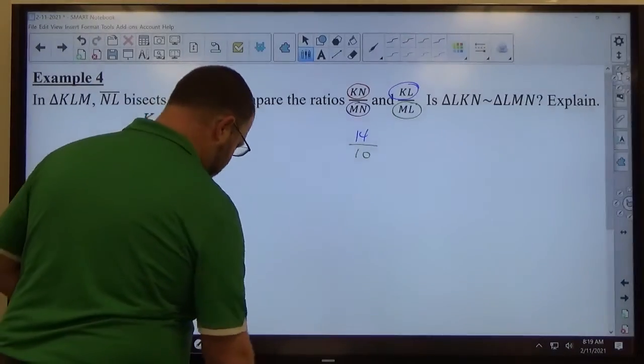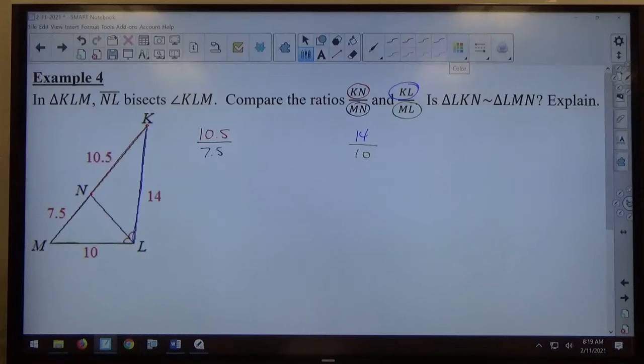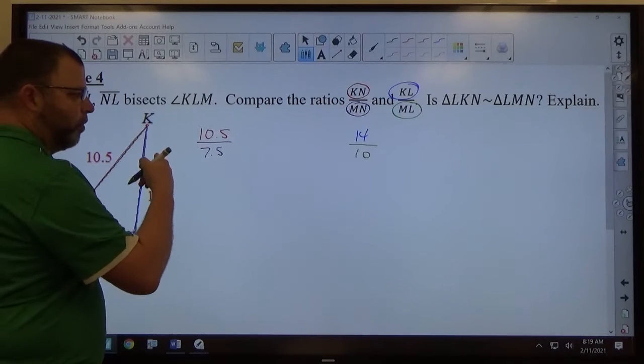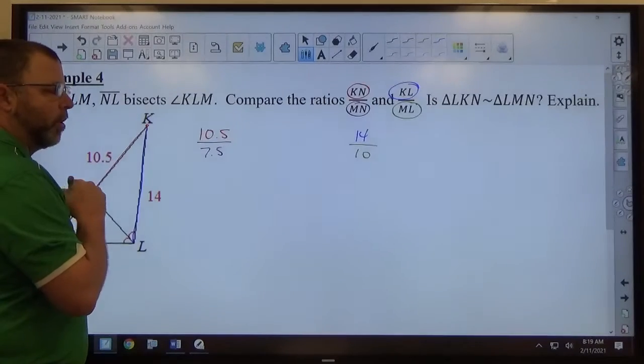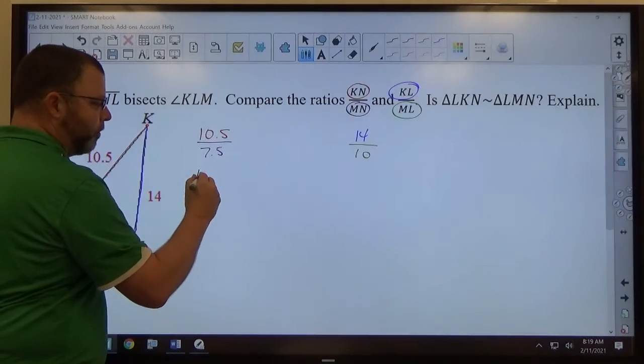Now we've already seen these ratios happen where there's decimals in the ratio, and the way I told you to handle that scenario is to move all decimals the same number of decimal places over. So one decimal place on top and bottom, this is equivalent to 105 over 75.